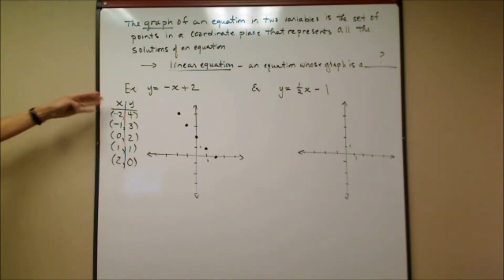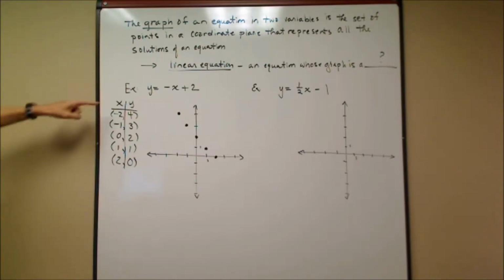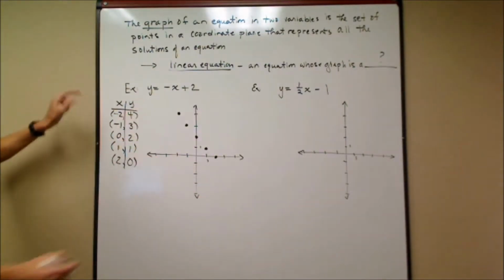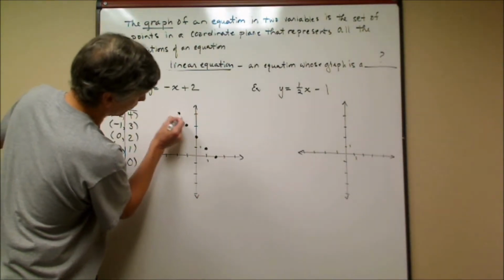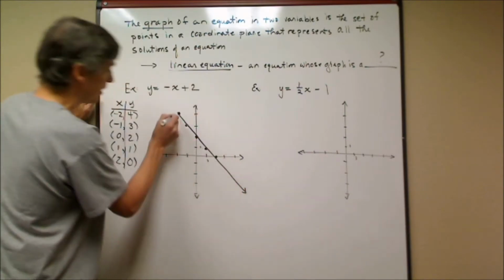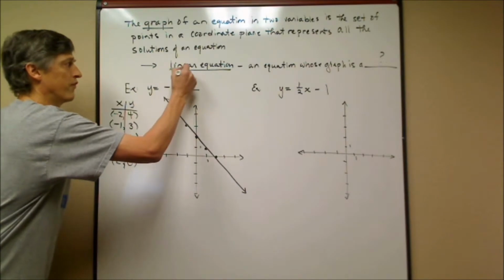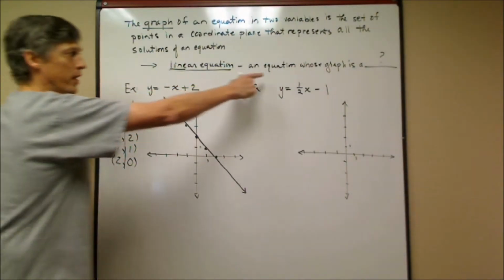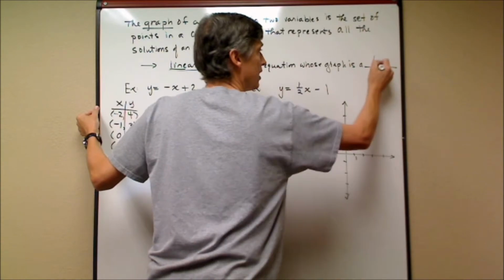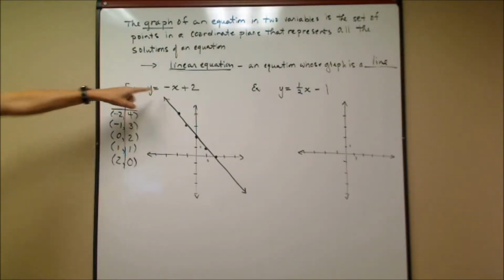Now, I only picked 5 x values, and I have 5 solutions. Think about it. If I keep picking x values and plugging them in, I'm going to get more solutions. I'm going to have infinitely many solutions. And because of that, I have infinitely many points. And these 5 points give me a pattern that shows me that my graph is going to be a line that contains those points. In fact, see linear right here, the first 4 letters? A linear equation is an equation whose graph is a line. Okay, that's the name. So this type of equation graphs a line.